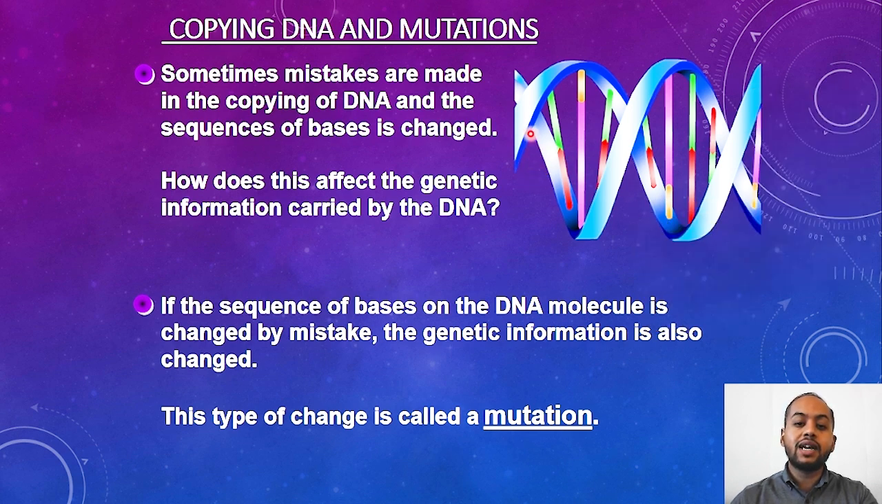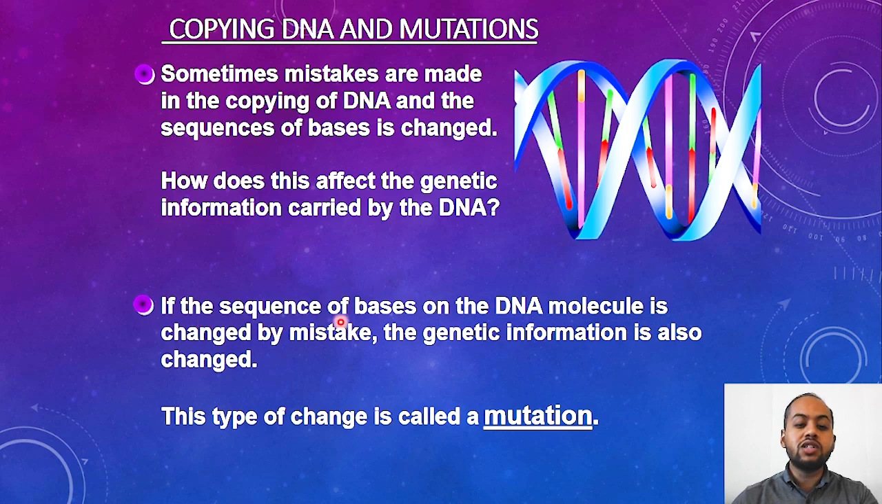when your nucleotides come from the nucleoplasm, they may make some mistakes, and these mistakes are referred to as a mutation. So when you change the sequence of nitrogenous bases, you're going to cause a mutation, and this mutation can actually have a negative effect on the process of protein synthesis because it can cause a different protein to form. So how does this affect the genetic information carried by the DNA?